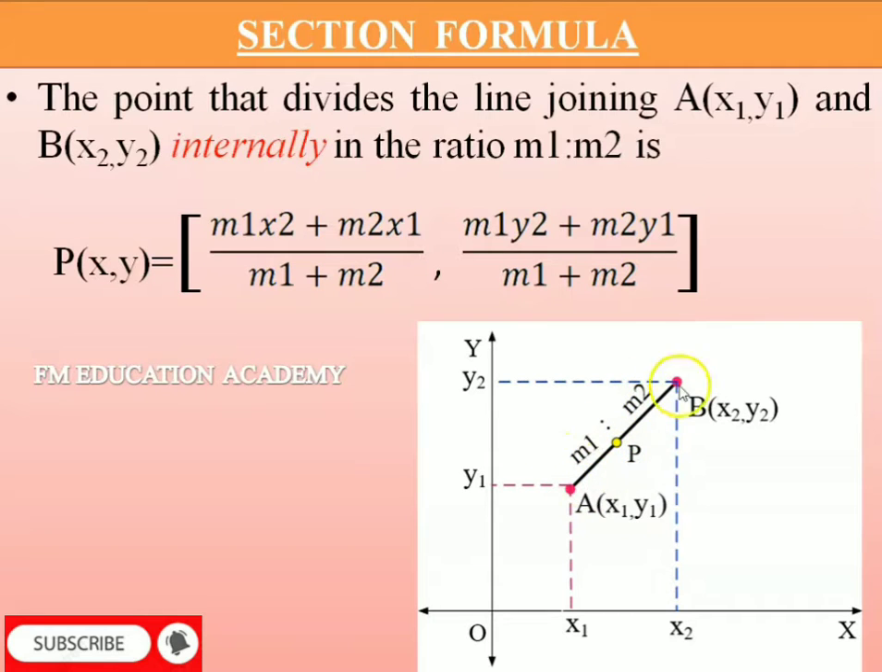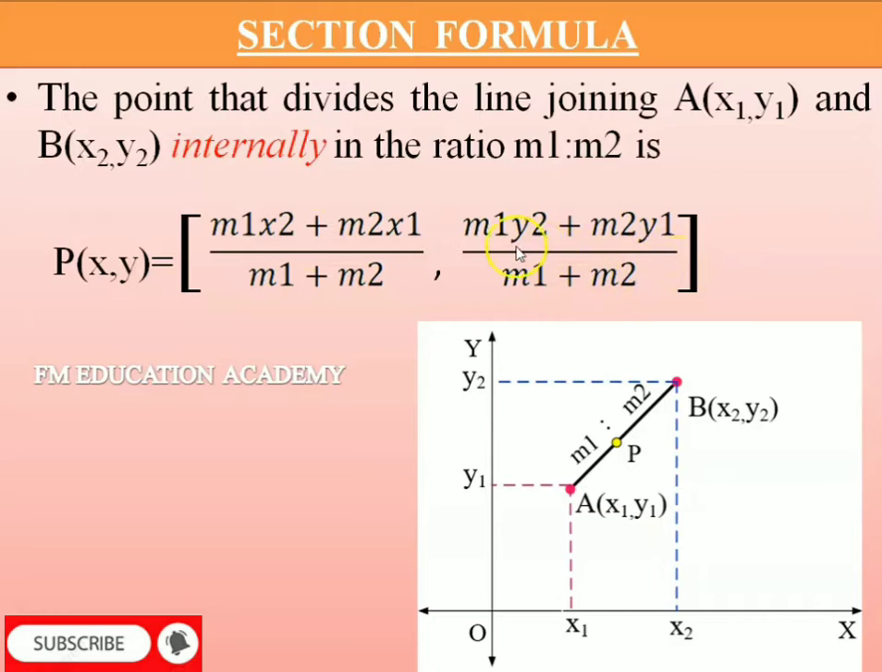So I want to calculate how much distance or how much ratio, how much magnitude this point P is dividing this line segment in the Cartesian plane. So that formula in which this point is dividing the line segment in how much ratio, that is given by P of x, y is equals to, m1 x2 plus m2 x1 by m1 plus m2, comma m1 y2 plus m2 y1 by m1 plus m2.